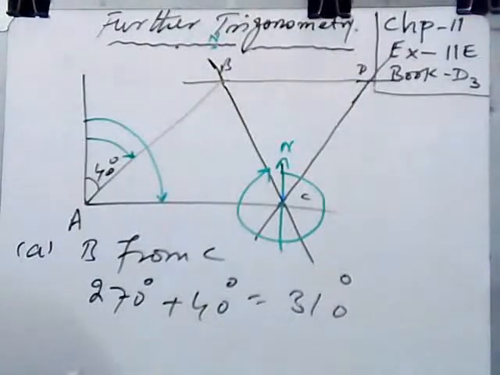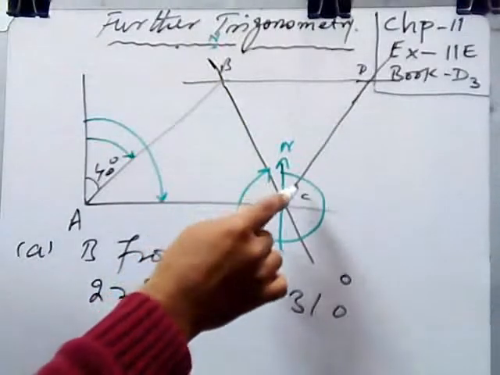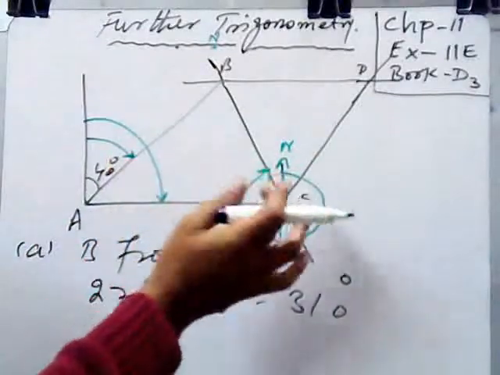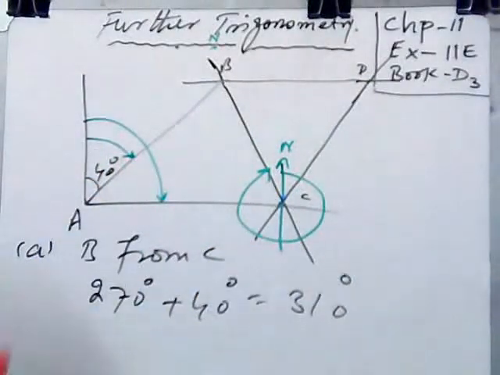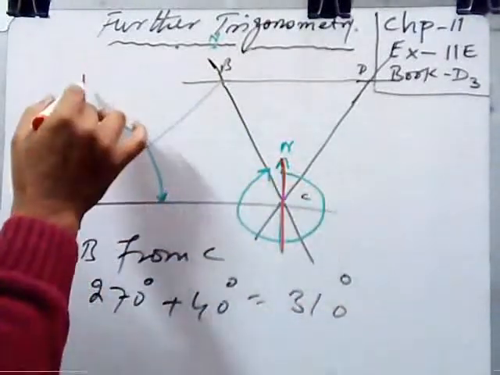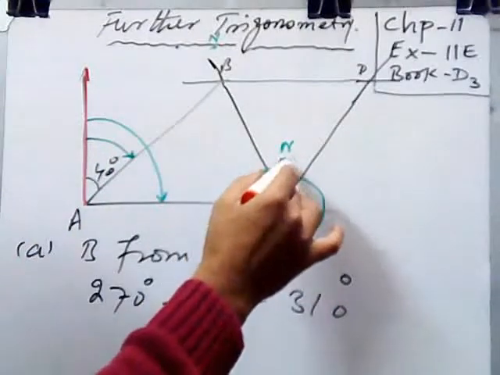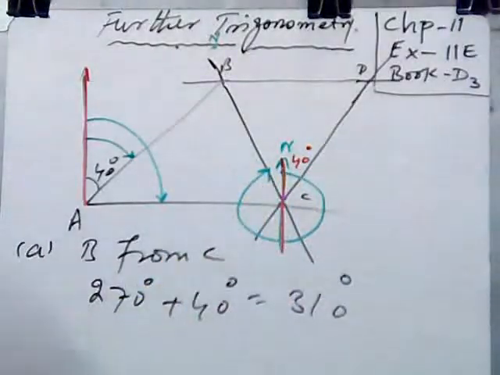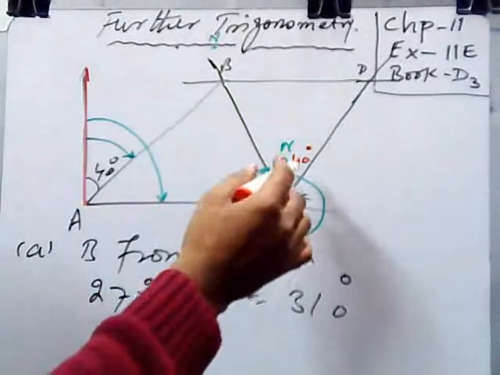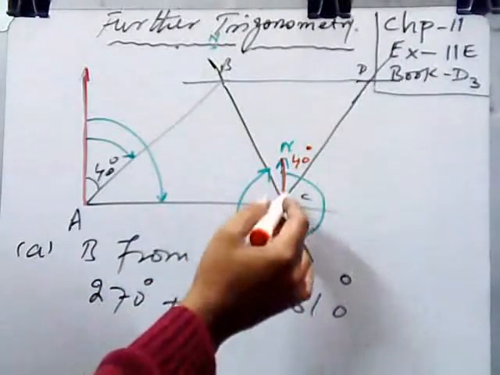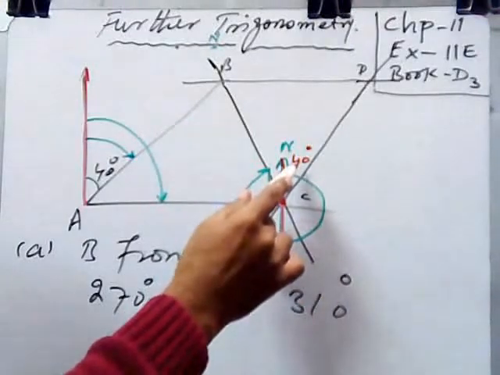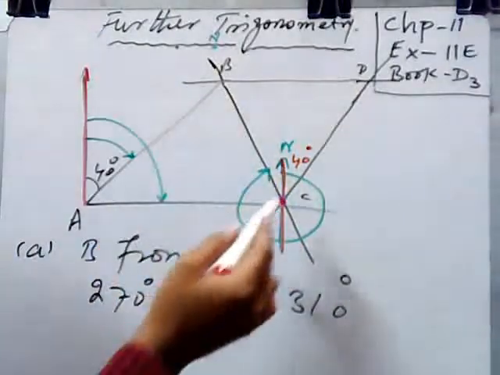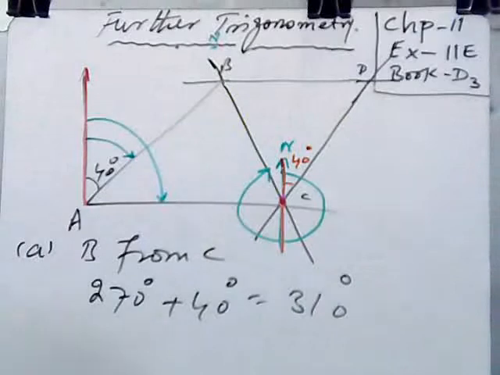So it is 270 plus 40 degrees, because this angle and this angle are corresponding angles, so this one is also 40 degrees. This angle can be seen here, that is 40 and also 40. So it should be added here, because after adding 270 we get 310. For the bearing from C up to B, this angle must be added, because it is a corresponding angle equal to 40.